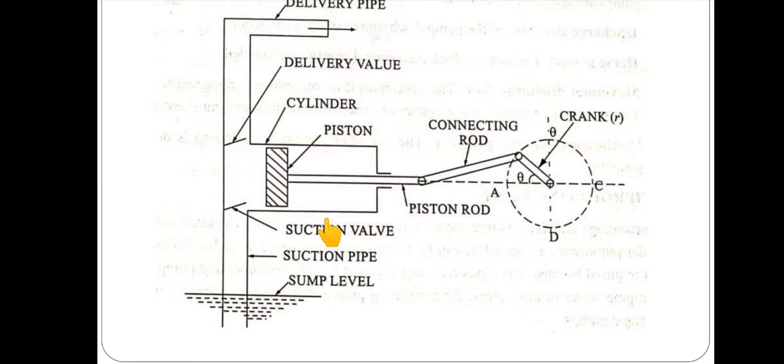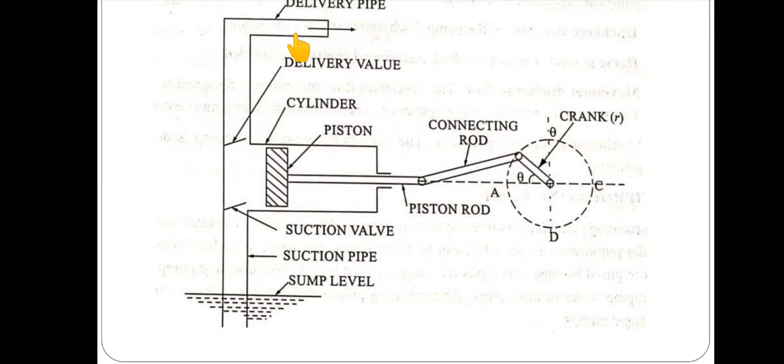Next, coming to the suction pipe. This is called the suction pipe, which connects from the sump to the cylinder through a suction valve. So it connects the source of water and the cylinder. Then we can see one more, that is the delivery pipe. Whatever water is drawn into the cylinder will be discharged to the final destination, suppose it may be a tank. That is done by the delivery pipe.